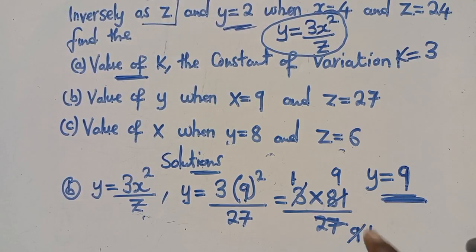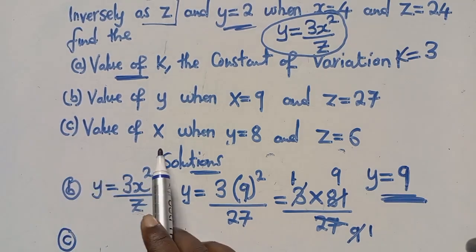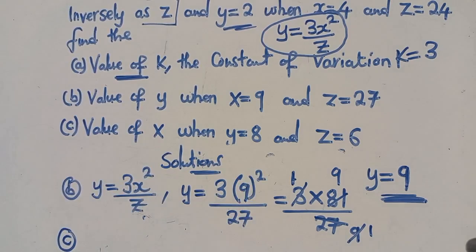I'm not saying that this is how you are supposed to be answering. No. The way we get to manipulate numbers gets to differ. But by the end of the day, we need to arrive at the same answer. So y is 9. We go to C. The value of x when y is 9. So y, same equation, this same one.